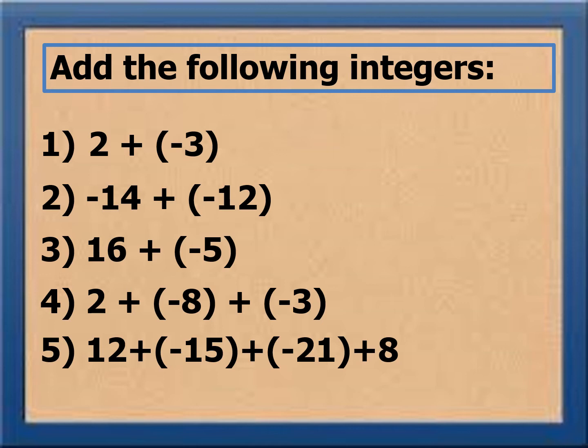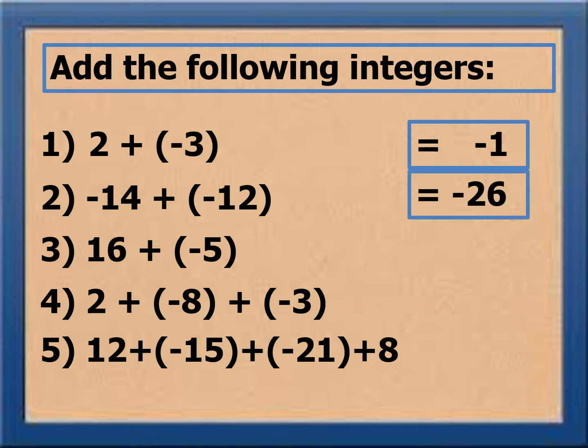So how are we going to add different sign numbers? Okay, so if your answer is negative 1, so you are correct. As I recall, in adding different sign numbers, we are just going to subtract, then follow the sign of the bigger number. For number 2, we have two negative numbers, so we are just going to add and follow the sign. So that's negative 26.